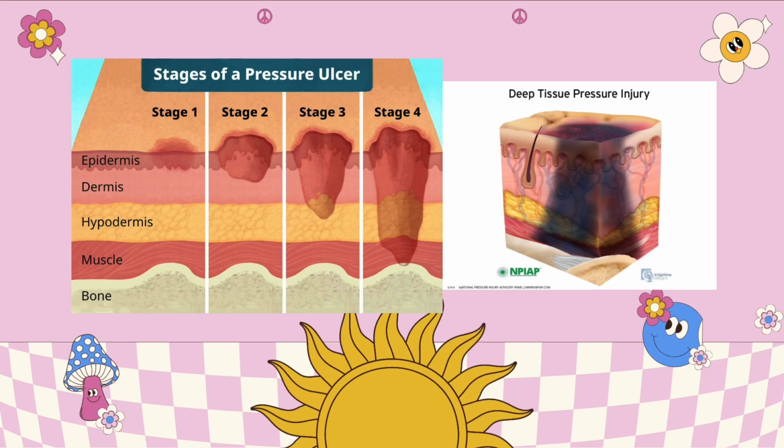Then we have stage 2, which is partial thickness loss, and it stretches down to the epidermis and the dermis. Stage 3 is when it is a full thickness loss, so damage to the epidermis and all the way through the dermis, and you're able to see that adipose tissue. And then we have stage 4, which goes all the way down to the muscle and bone. I hope these visuals helped. I find them very helpful, and it helps me organize it in my brain better.